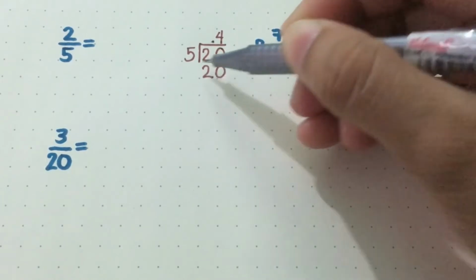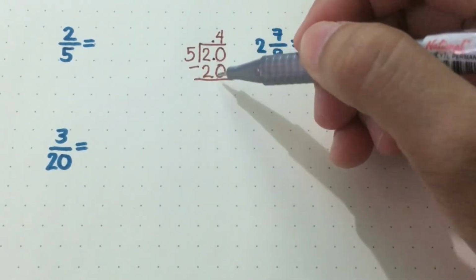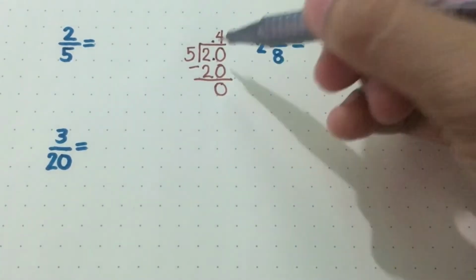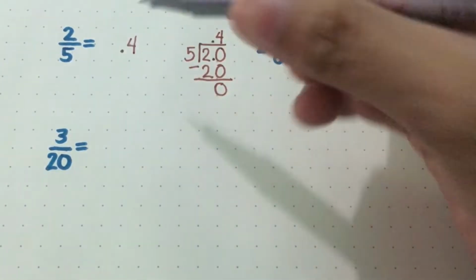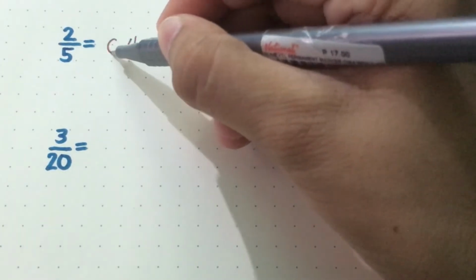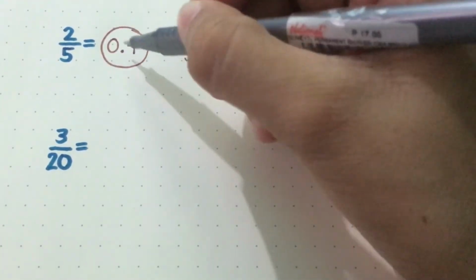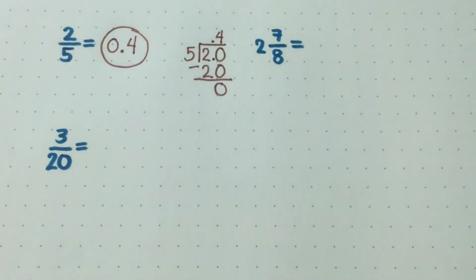20. Subtract. 20 minus 20, that's 0. So it means your answer is 0.4. So we'll have 0.4. And since there is no whole number, we may just write 0. So we have 0.4 as the decimal form of 2/5.